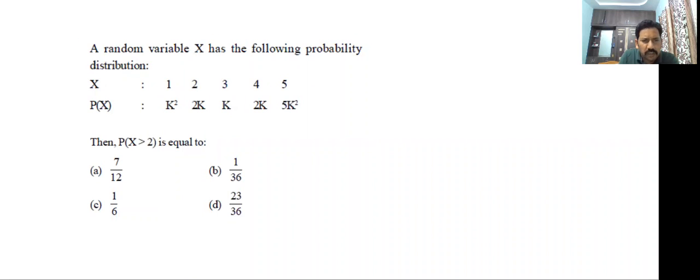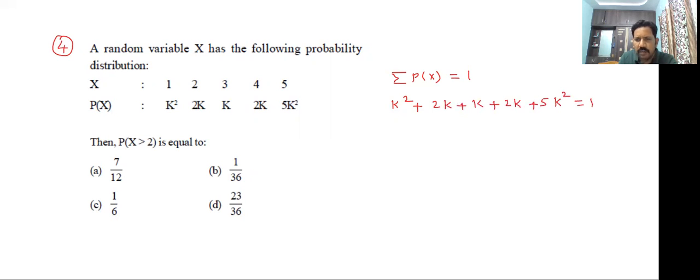Next, fourth question. This is an easy question. A random variable x has the following probability distribution, then P of x greater than 2. So here first we need to find the k value. Sum of probability distribution should be 1, we know very well. Next, see the probabilities: k square plus 2k plus k plus 2k plus 5k square, that is equal to 1.